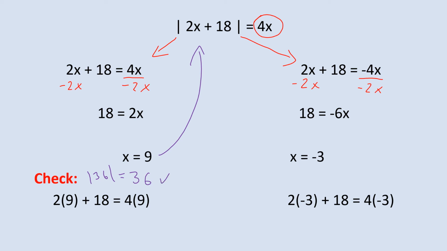That looks good. When we do the negative 3, 2 times negative 3, that's negative 6, plus 18, that's 12. Absolute value of 12, does it equal what we get on the right? Well, on the right, we have 4 times negative 3, which is negative 12. That's not correct. This is called an extraneous solution. It's not that we've done anything wrong. It's just that when we plug this in, it's not actually a solution to this problem. That's why we always have to check when we have x's on both sides.